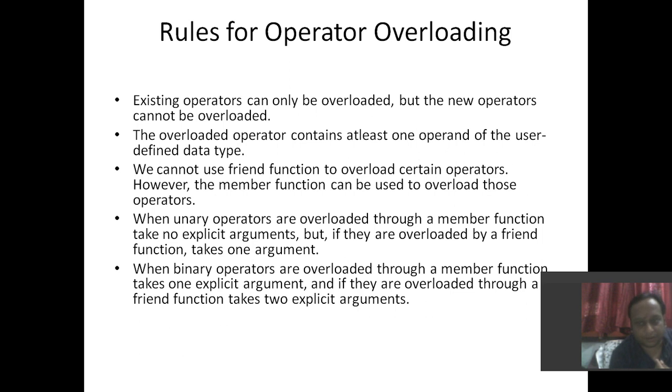When binary operators are overloaded, a member function takes only one explicit argument, and if they are overloaded using a friend function, it takes two explicit arguments. Fine. For the unary operator, only one argument is needed with the friend function, and for binary operators, two arguments are needed with the friend function. If we are not using a friend function but a simple member function, for binary only one argument is needed, and for unary operators, no argument is needed. Then, when an operator is overloaded, it is defined as a member function.